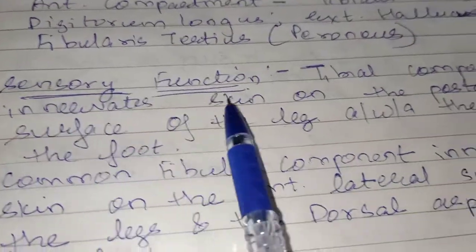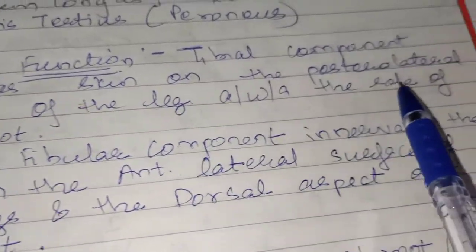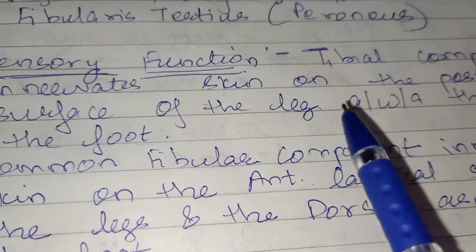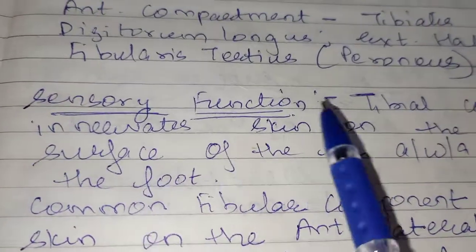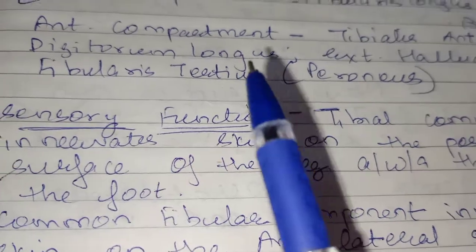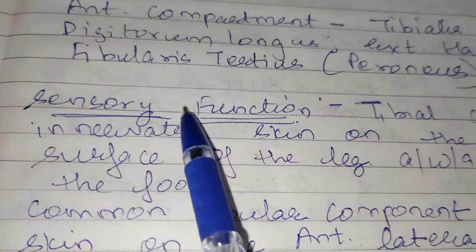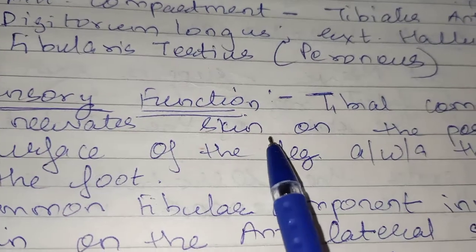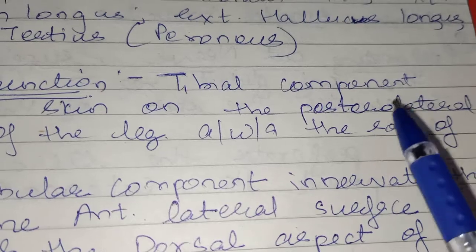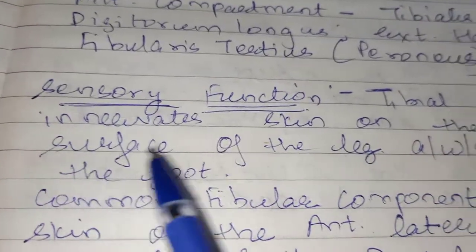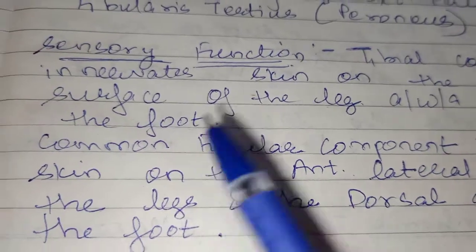We'll go to the sensory function. The tibial component innervates skin on the posterolateral surface of the leg as well as the sole of the foot. So this you have to remember again. The sensory function of the tibial component of the sciatic nerve means it is providing sensation to the skin on the posterior and lateral surface of the leg as well as the sole of the foot.